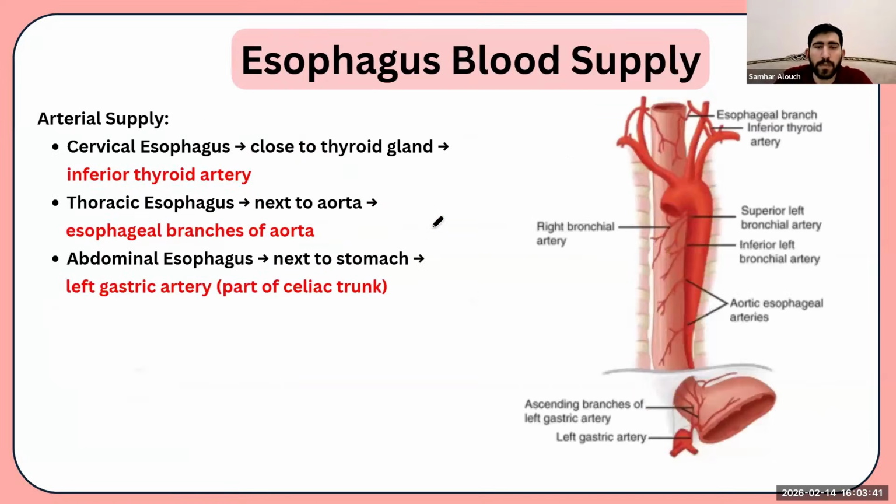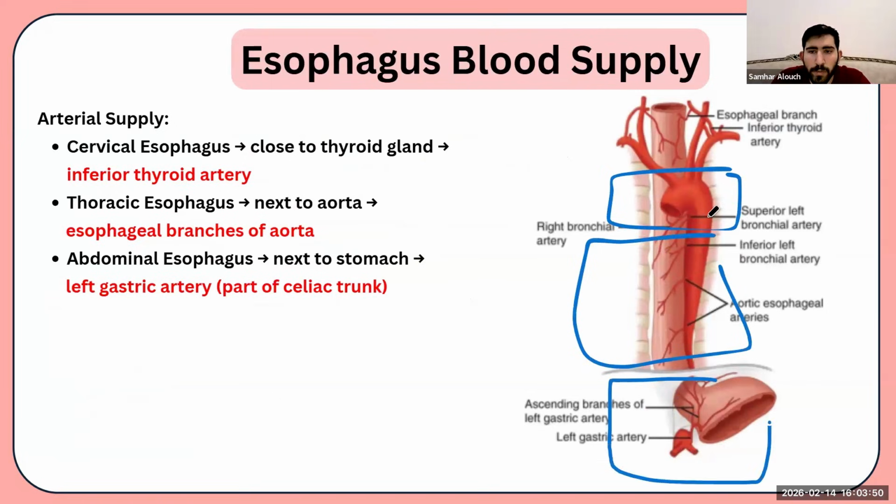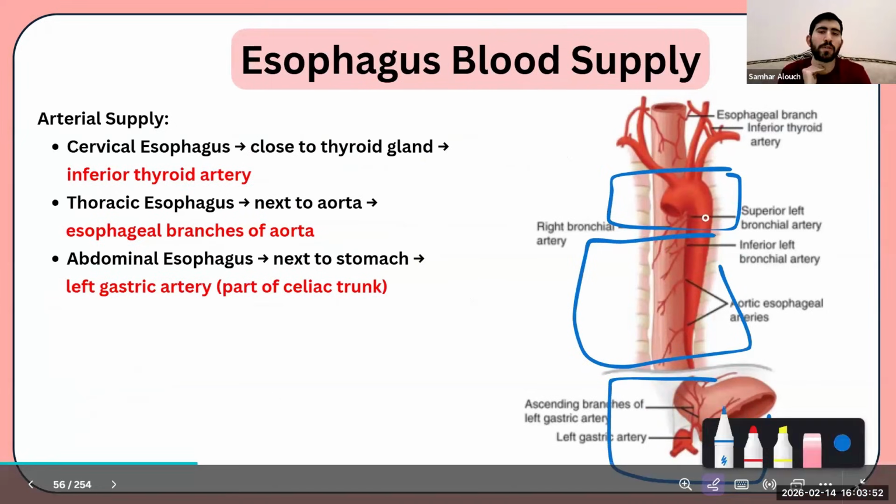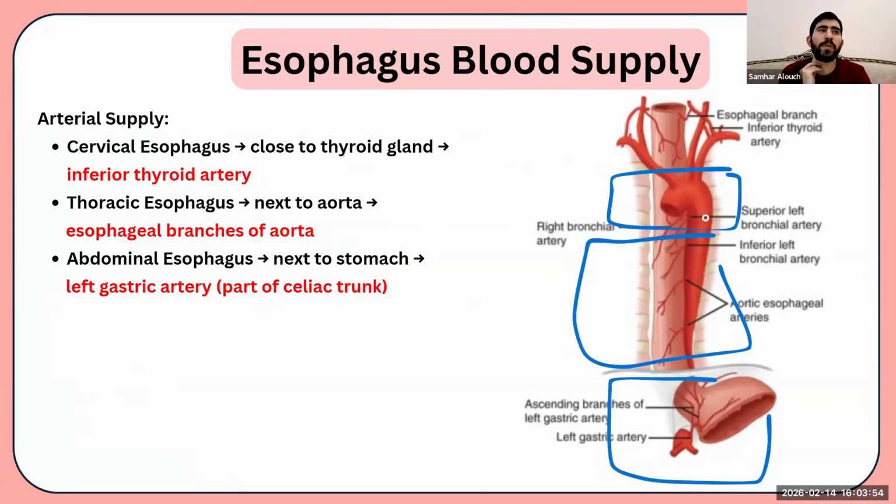Okay? Now the blood supply of the esophagus. The esophagus, as we said, is divided into 3 parts: cervical, thoracic, and abdominal. The cervical is at the neck, okay? So its blood supply will be related to something else in the neck. The esophagus is closest to the thyroid gland. It's under it. So the artery that supplies the cervical esophagus is the inferior thyroid artery, okay? Because it's very close to the lower part of the thyroid gland. So the inferior thyroid artery supplies the cervical esophagus.